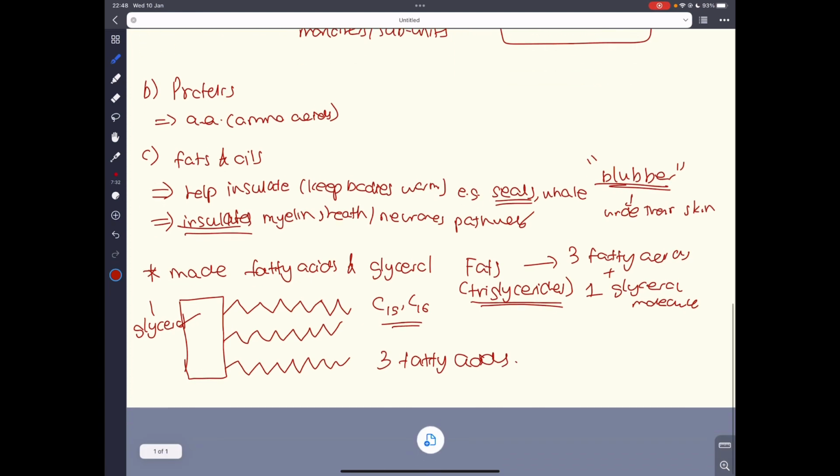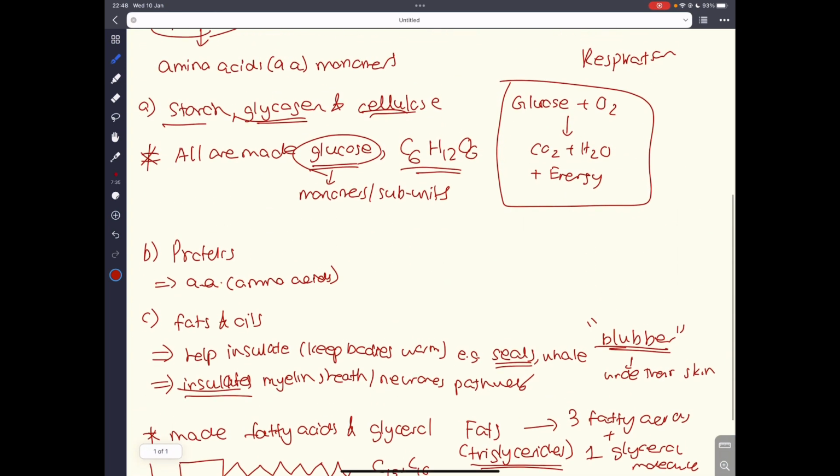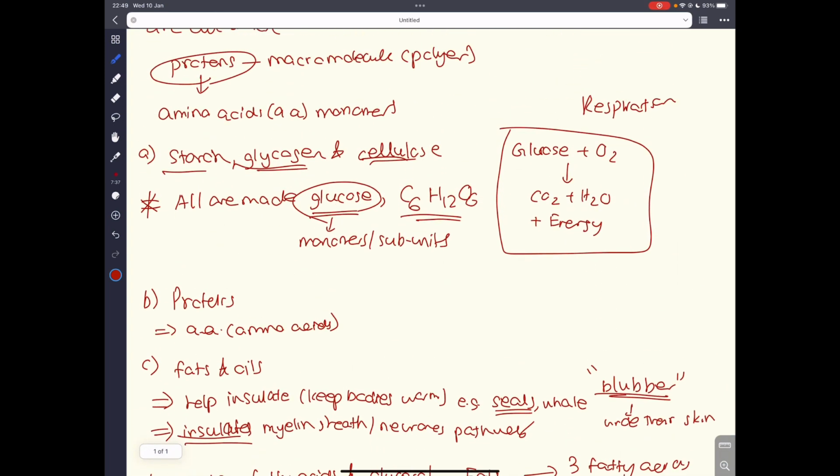Okay. Now, I do want to mention something about starch, glucose, cellulose: carbohydrates are also classified into different types. So there are 3 types. There are monosaccharides, there are disaccharides, and polysaccharides.